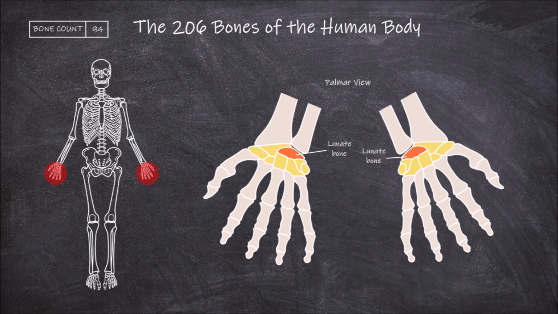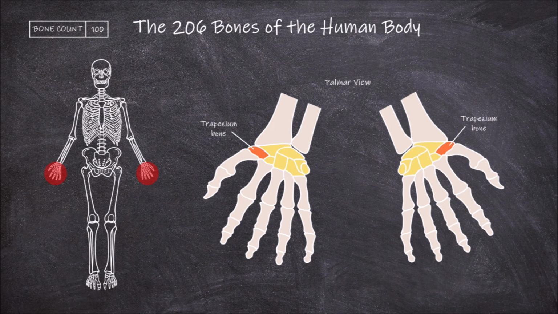Then we have the 2 triquetrum bones, one in each hand. This takes us up to 96 bones. Next up are the 2 pisiform bones, again one in each hand. This takes the total up to 98 bones. Then we have the 2 trapezium bones, one in each hand. This takes us up to 100 bones.